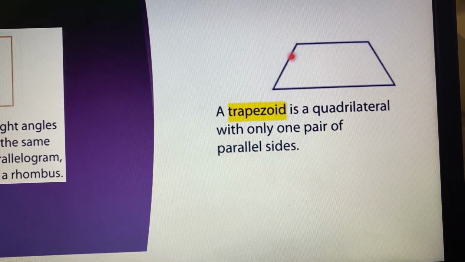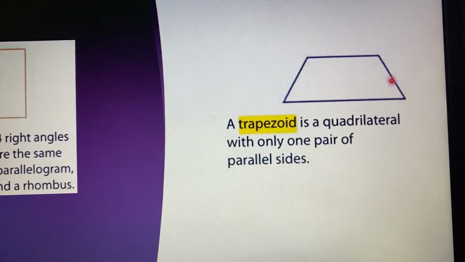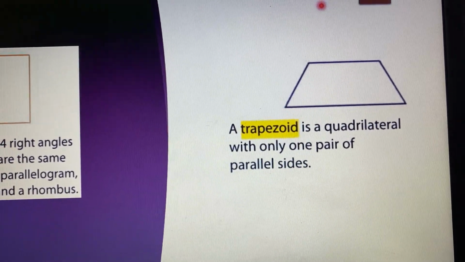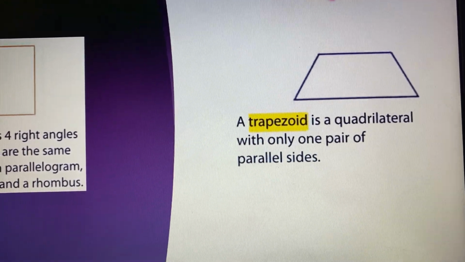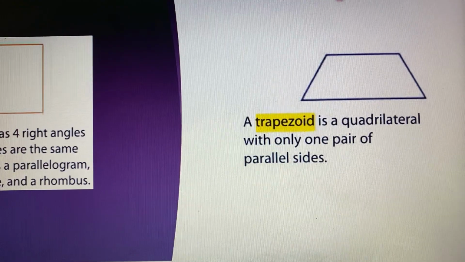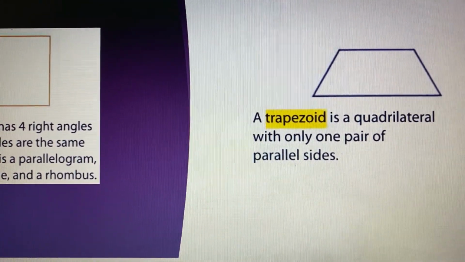Let's try. If we keep going like this and we take the right side and keep going with it, they will intersect, right? They will cross. So it's impossible to have two pairs. So it has only one pair of parallel sides.